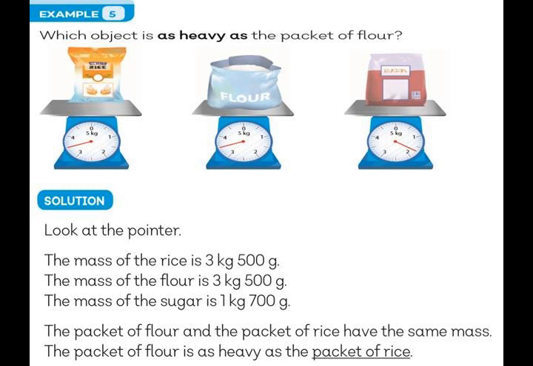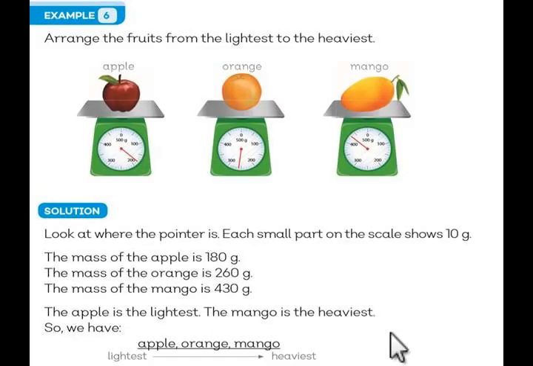Example number six. Arrange the fruits from the lightest to the heaviest. We have apple, orange, and mango. How can we arrange? Just look at the pointer of each scale. Look at where the pointer is.